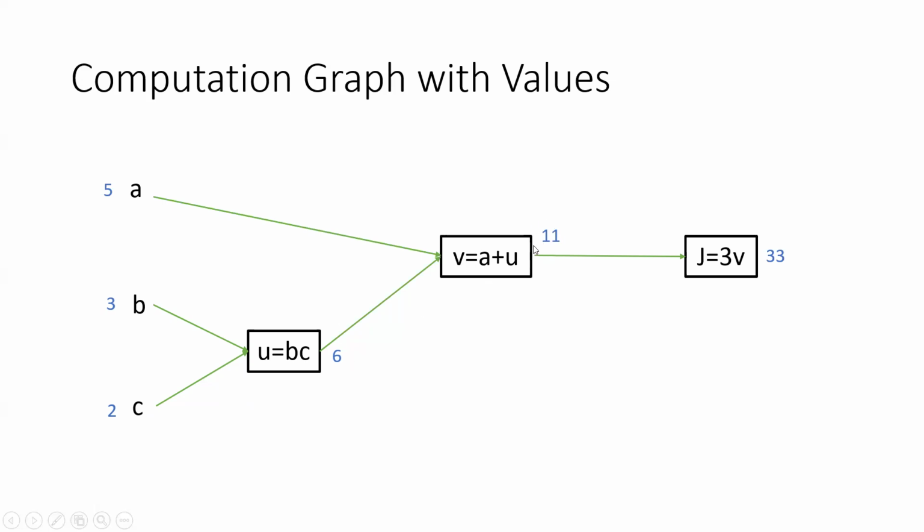Then this is the value for v, which is 11. How does the 11 come? a plus u. a is 5, u is 6, 5 plus 6 is 11. Then you want to calculate J. J equals 3v. v is 11, so 3v is 3 times 11, which is 33. So the value for J is 33. By giving a, b, c as 5, 3, and 2 respectively, you can calculate that the value for J is 33.